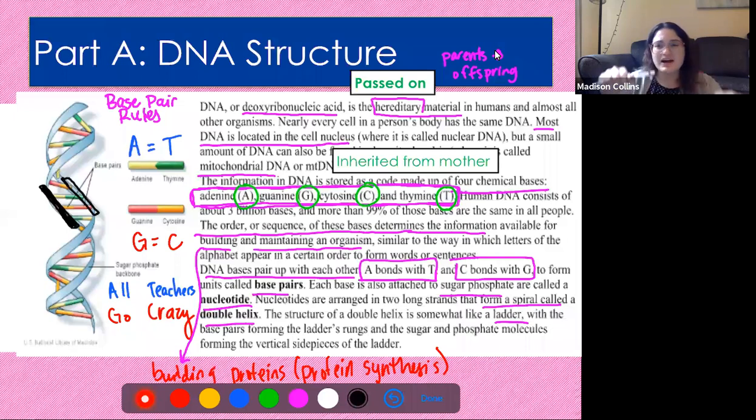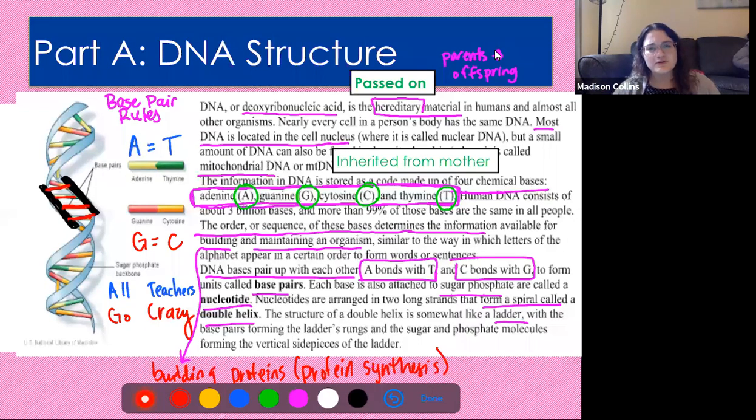And then the rungs of the ladder, or the parts that you're going to step or hold on to, are those A's, T's, C's, and G's. So it's like someone took a ladder and then just twisted it up into a double helix. And that is what our DNA looks like.